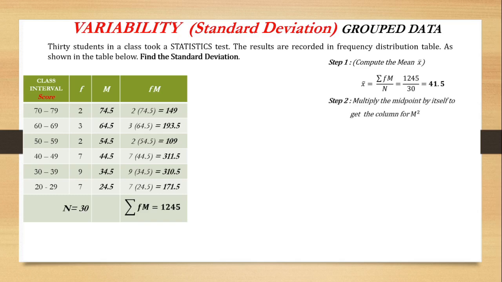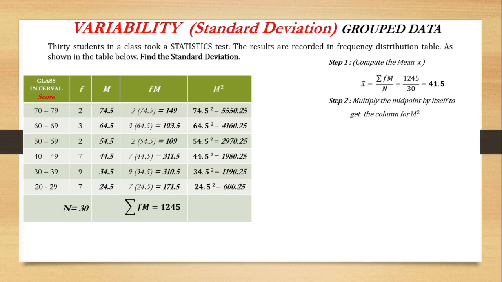Step 2. Multiply the midpoint by itself to get the column for the m squared, or the square of the midpoint. So all we need to do, if this is the column for the midpoint, is square each of the midpoints, or multiply by itself. So if we have 74.5 squared, or 74.5 times 74.5, that gives us 5,550.25.